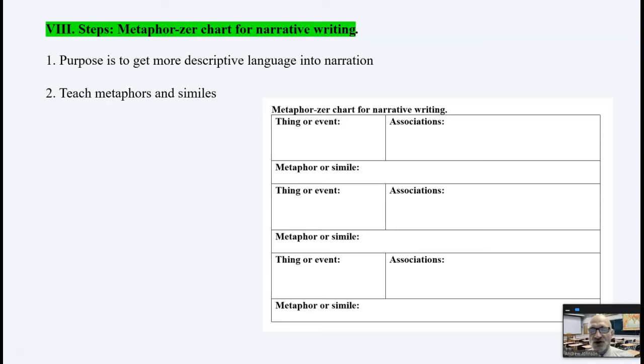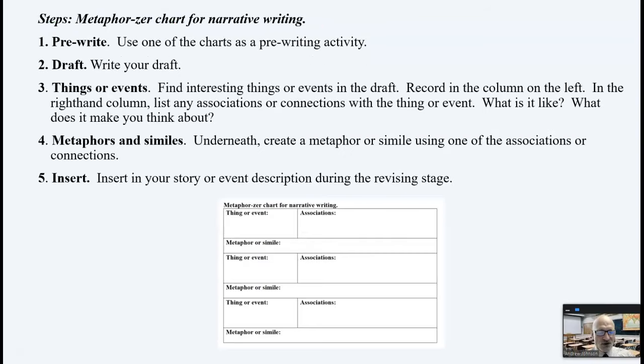So sometimes this is done after the draft, sometimes before the draft. It helps students think in terms of metaphors. The metaphorizer or metaphorzer. I made that word up. And you can stop and you can read that on your own.